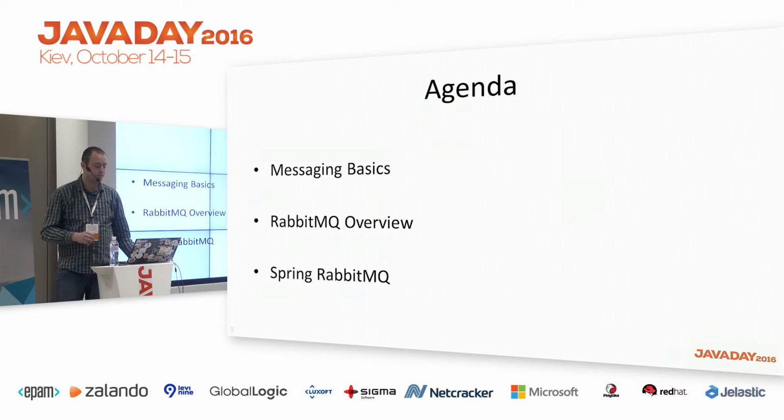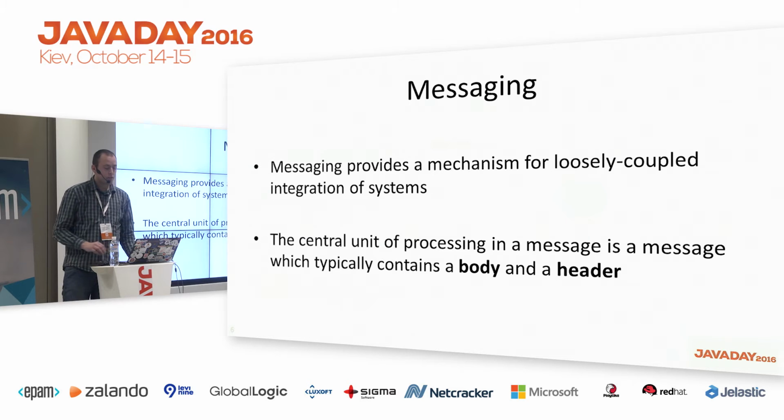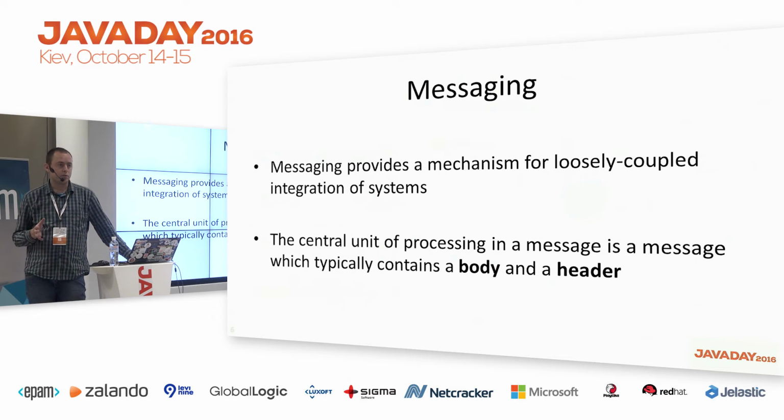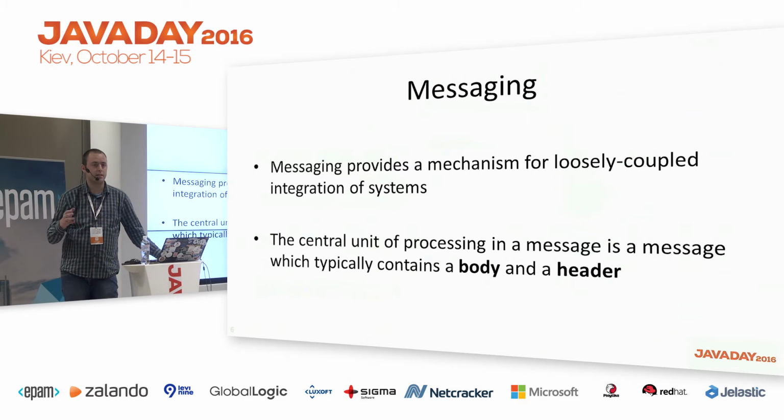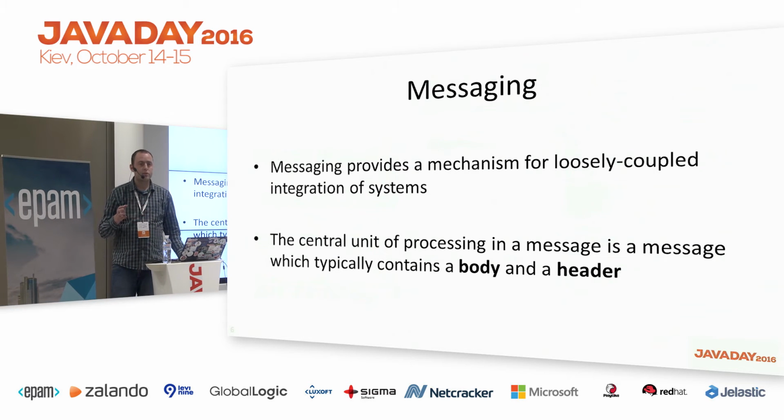Spring RabbitMQ. So in general, messaging, as most of you know, provides a mechanism for loosely coupled integration of systems or components in a system. And typically the central unit of processing is a message, which has a body and a header with some message attributes.